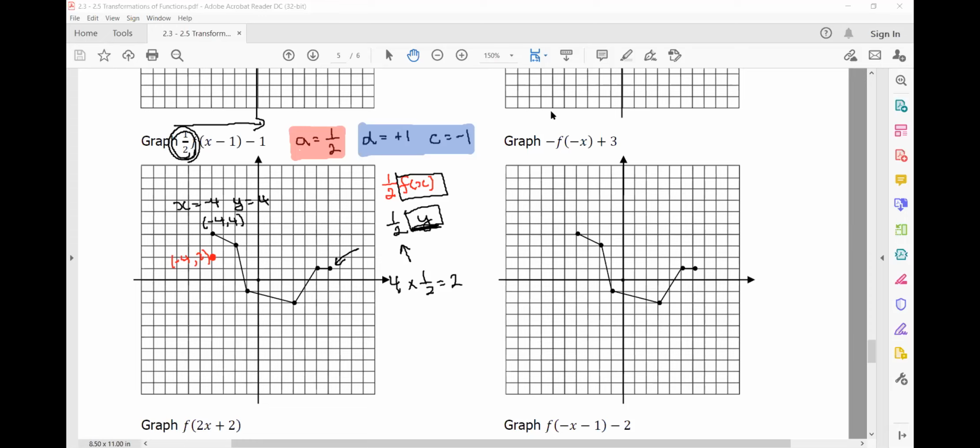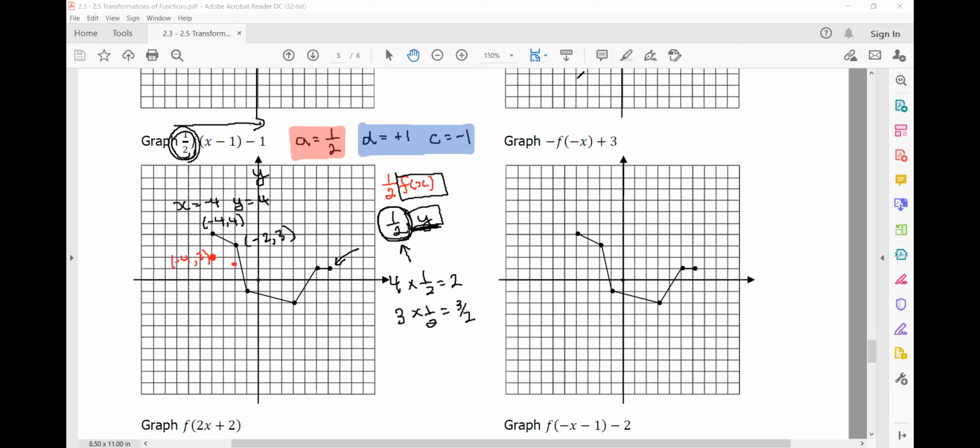Let's keep going. In the original parent function, once again, this point is (-2, 3). I'm not looking at the x value here. The vertical stretch is called vertical because it affects the y values. It affects the vertical values. So what is 3 times the vertical stretch? It is 3/2 or 1.5. The new transformed point is now 1.5.